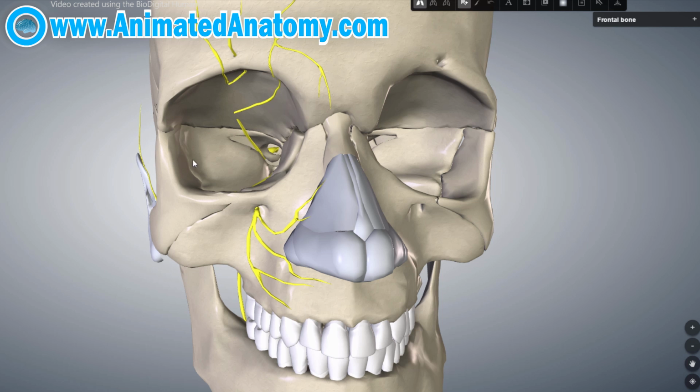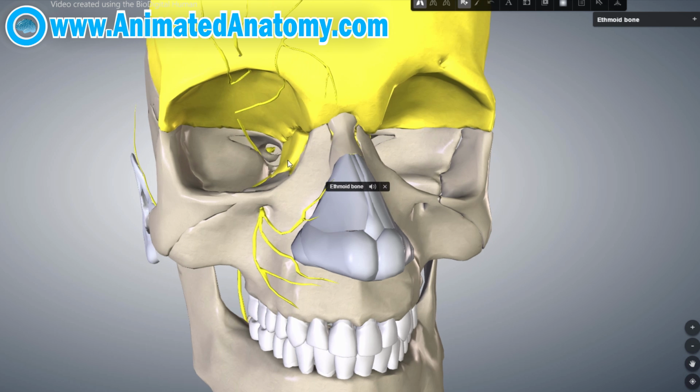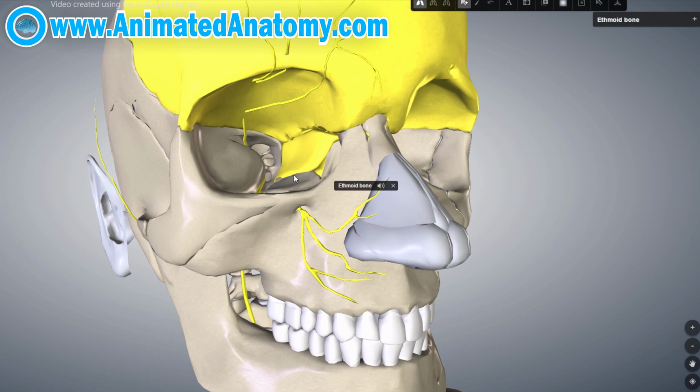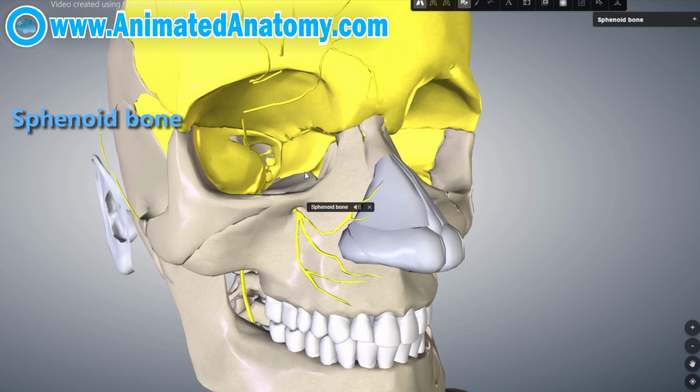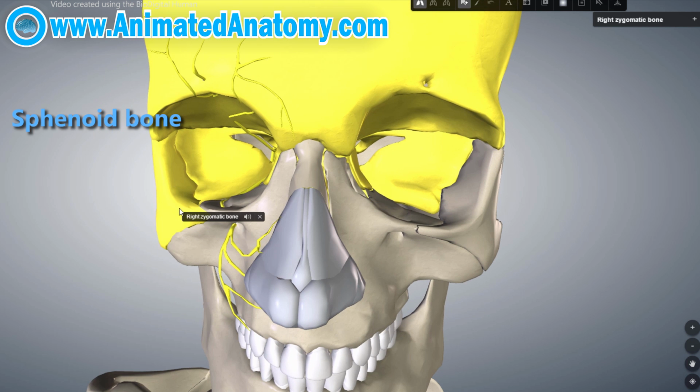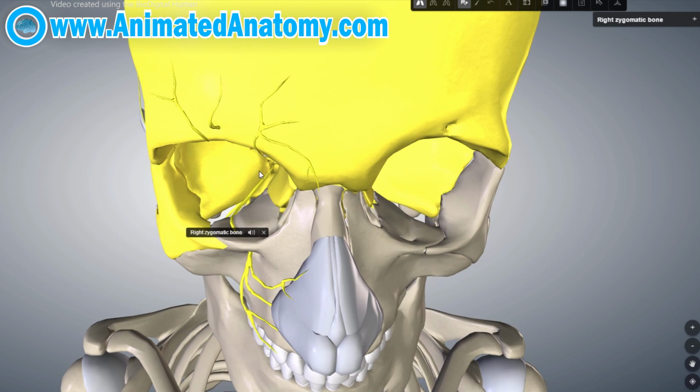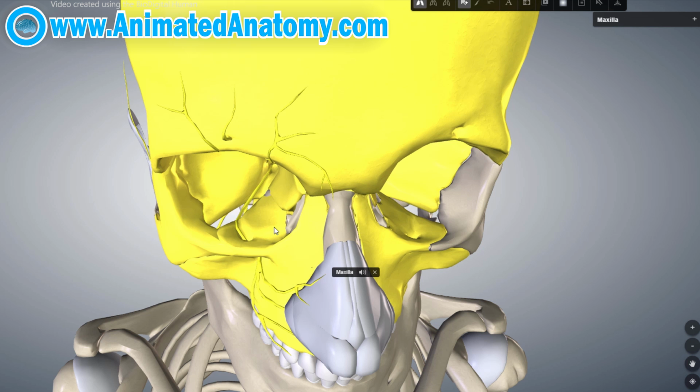Now, this socket right here is called the orbit. It is the cavity where the eye is placed. Superiorly, we have the frontal bone that I've mentioned, and medially we have the ethmoid bone. Posteriorly, we have the sphenoid bone, and on this side we have the zygomatic bone. Inferiorly, we have the maxilla.